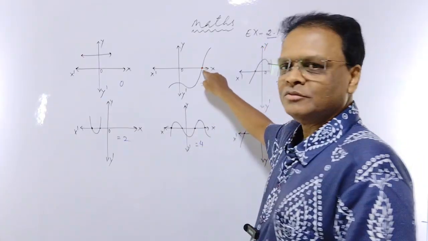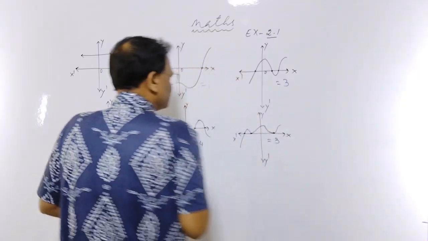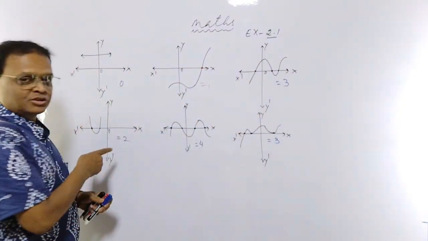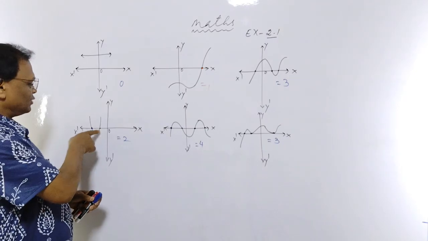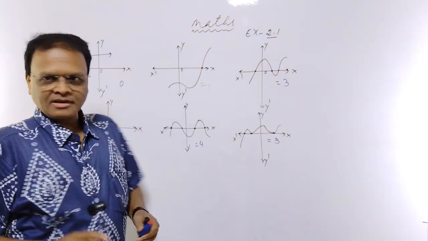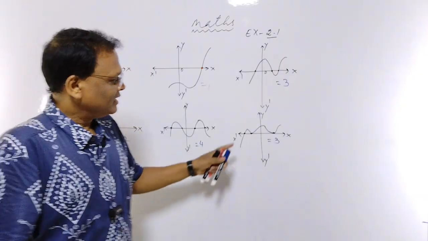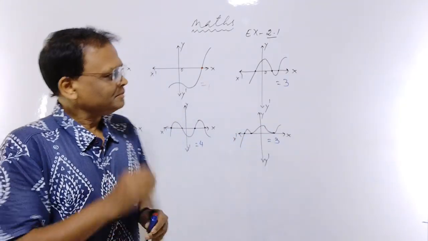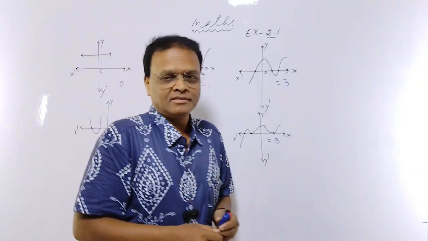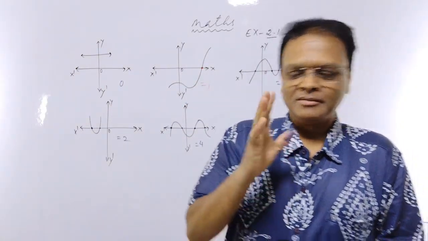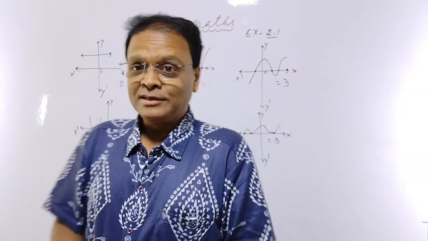So therefore, number of zeros 1. In this case, 3: 1, 2, 3. In this case, 2, because the graph is touching at 2 distinct points. In this case, 1, 2, 3, 4. The graph is touching at 4 distinct points. In this case, the graph is touching at 1, 2, 3. So therefore, these were all the questions of your exercise number 2.1. That means my first exercise is over.